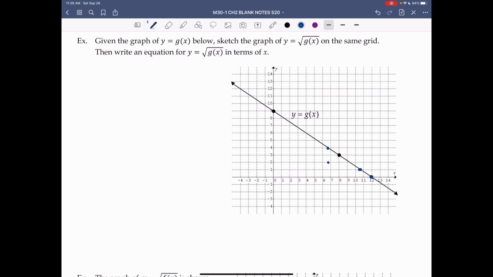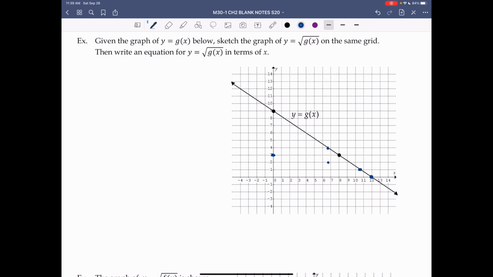And then another perfect square is 9. So looking at the y value of 9, it's at x equals 0. So the square root of 9 is 3. I just go at x equals 0, y equals 3. And those points are going to be on my new function.